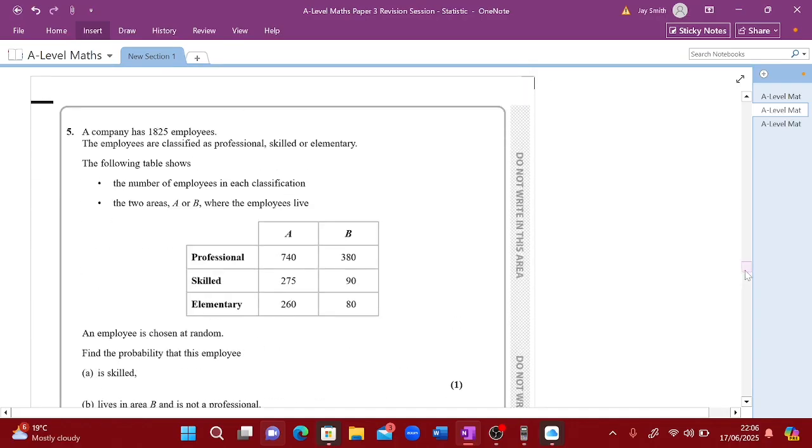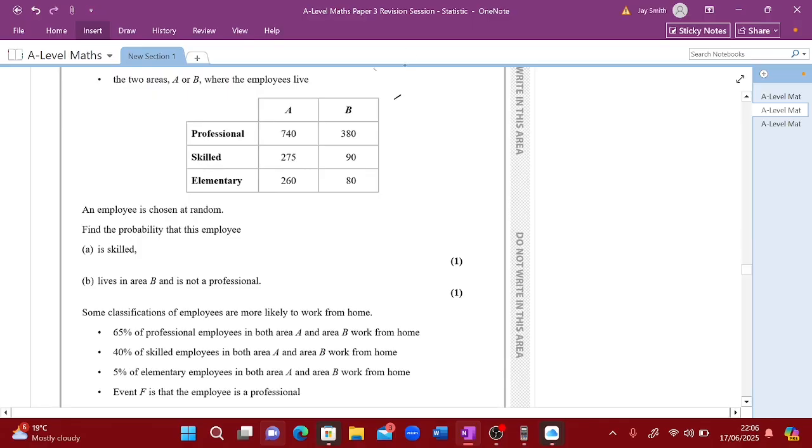A company has 1,825 employees. The employees are classified as professional, skilled, or elementary. The following table shows the number of employees in each classification and 2 areas. Okay, it's all given here in the table. Employees are chosen at random. Find the probability that the employee is skilled.